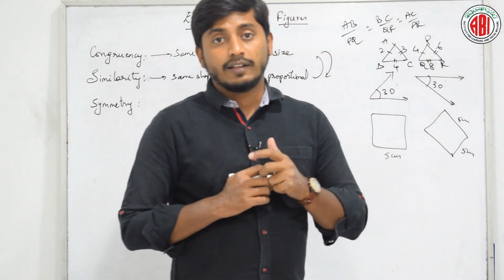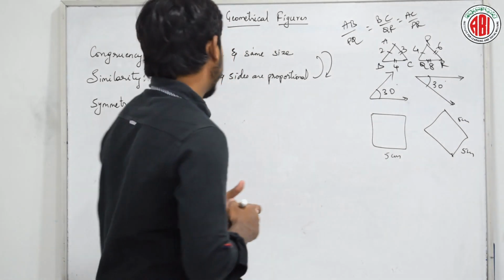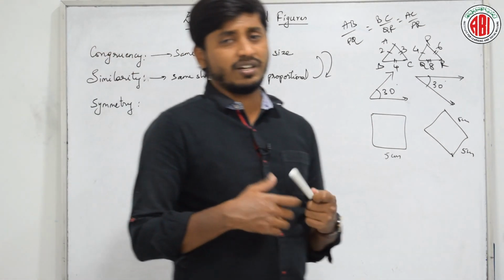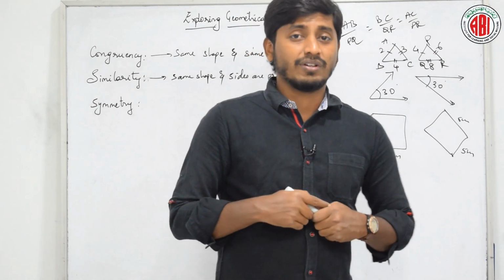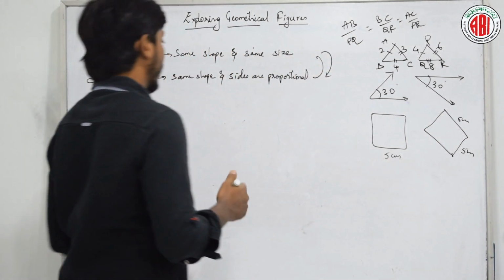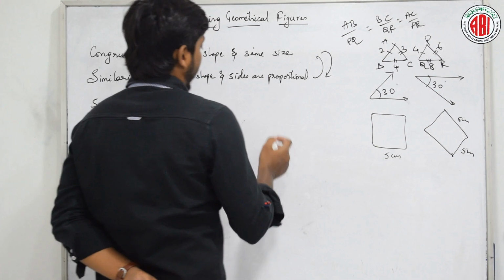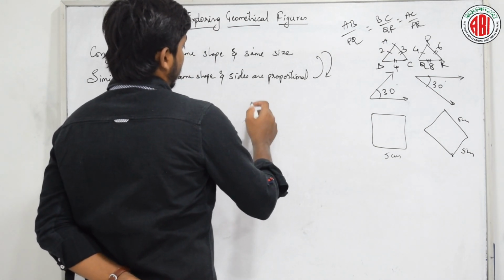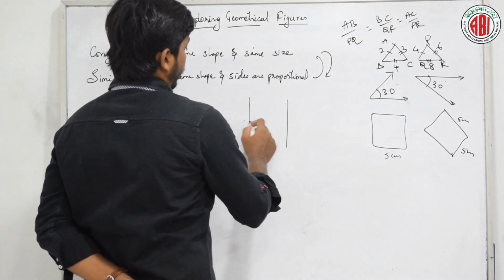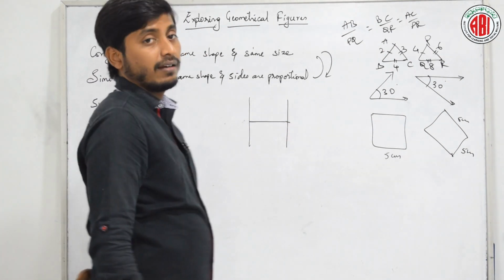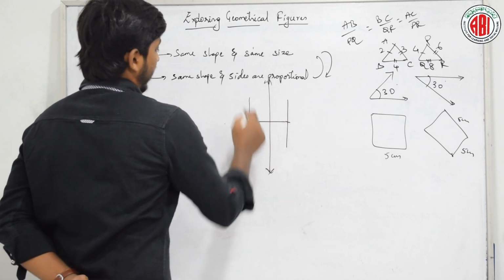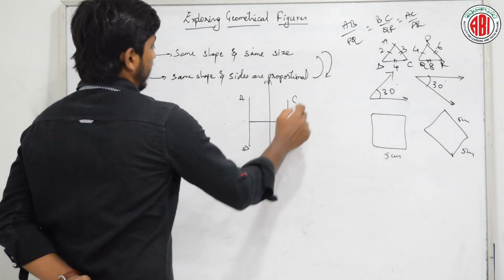Clear? Fine? Good. Next, symmetry. What is symmetry? You would have learned this kind of topic in your previous class also. Symmetry is a very simple topic. For example, if I say there is some letter H, is it symmetrical? Yes, you always know this is symmetrical. This is the symmetrical line A, B, C, D.